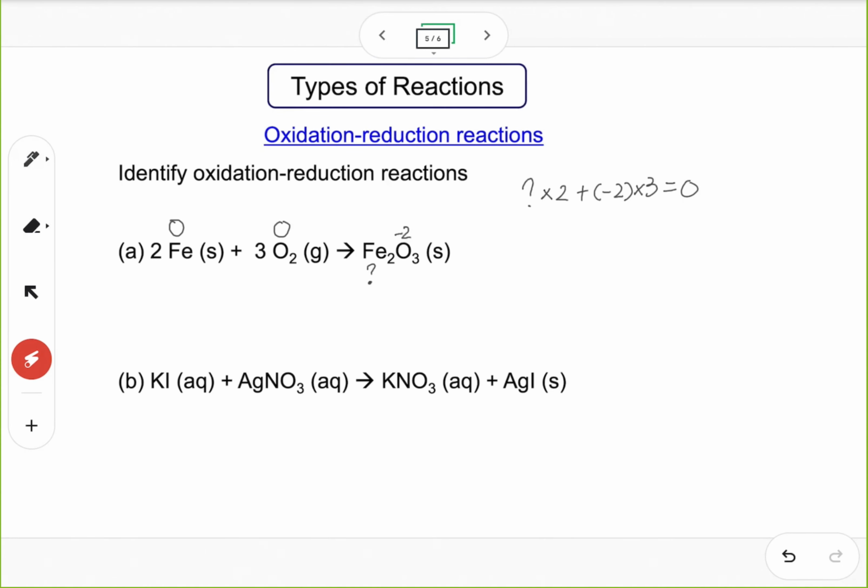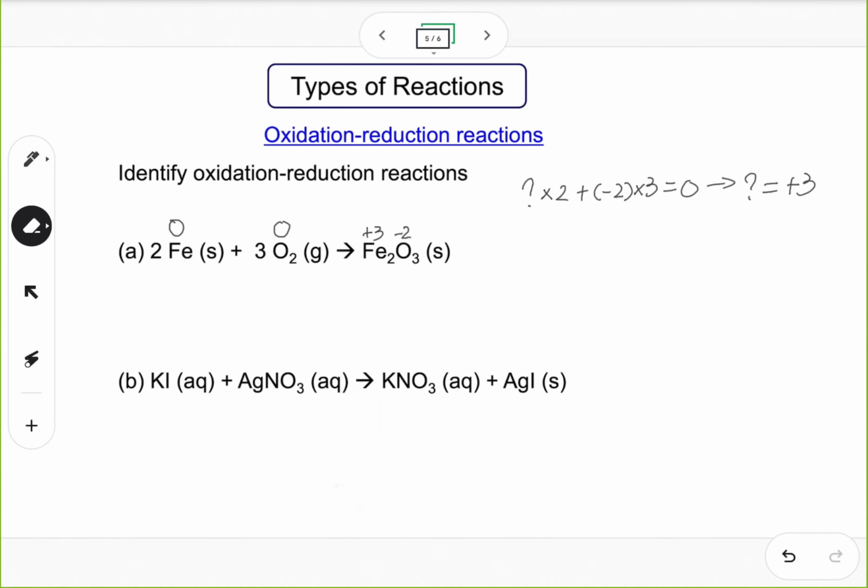Again, question mark is the oxidation state of each iron. 2 comes from the 2 here. -2 is the oxidation state of one oxide. 3, because you have 3 oxygen. 0 because it's a neutral compound. Now, if you do the calculation of the question mark, that's going to be +3. So we label +3 on top of iron.